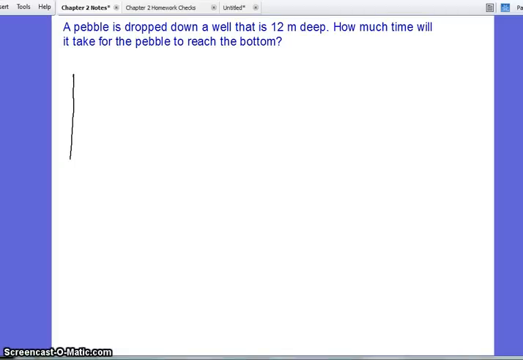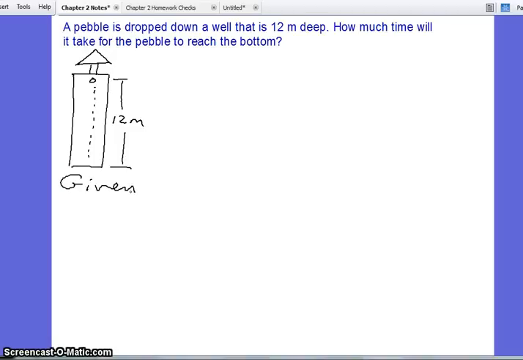And we have our well. And the pebble falls down this well, and it falls a distance of 12 meters. And we'll see why I draw a picture in a little bit. We write down our givens, and we are given that it falls 12 meters. So that is our delta y in this case.